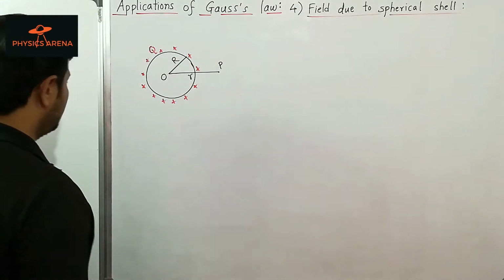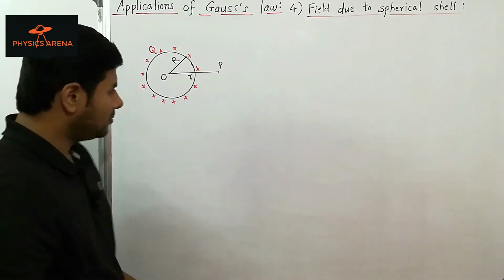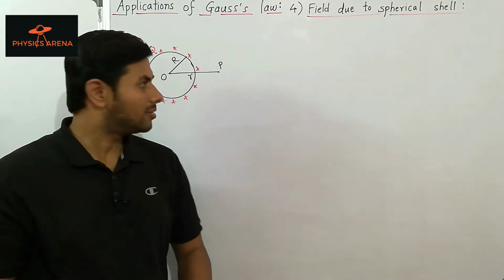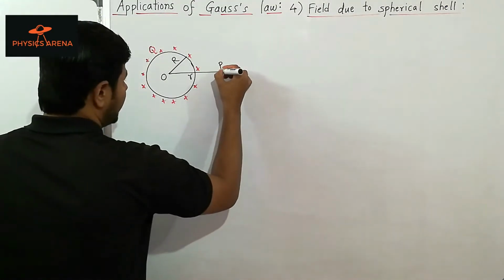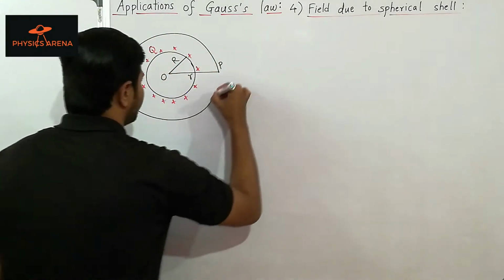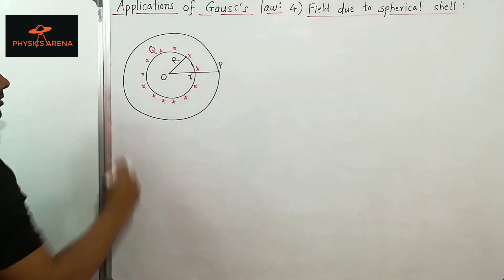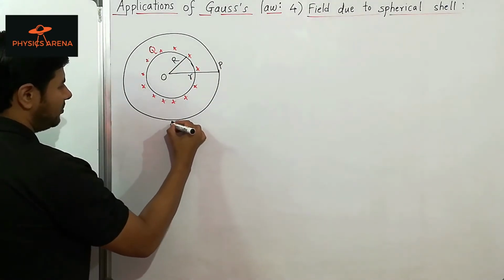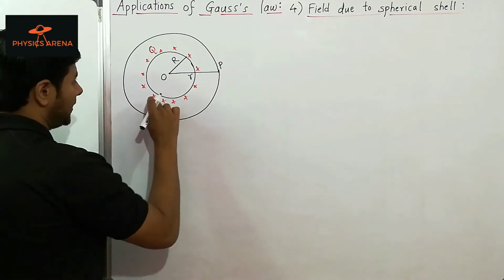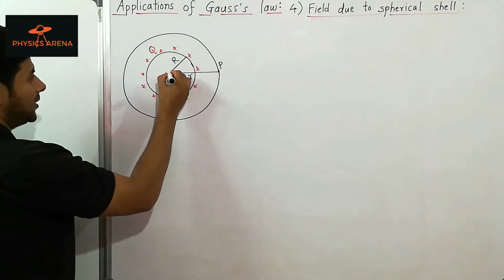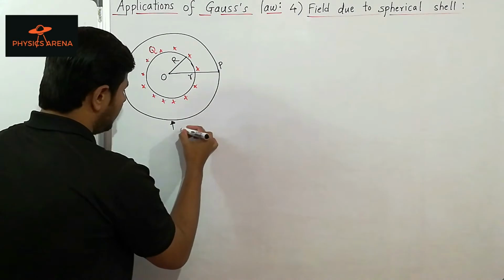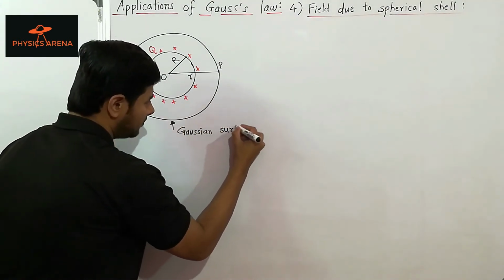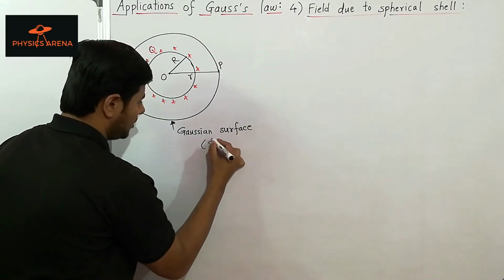Now we need to apply the Gauss law, and again for that we need to draw a Gaussian surface, and it should be clear from the symmetries that Gaussian surface would be spherical, a concentric sphere whose center coincides to the center of the spherical shell. So this is Gaussian surface S.